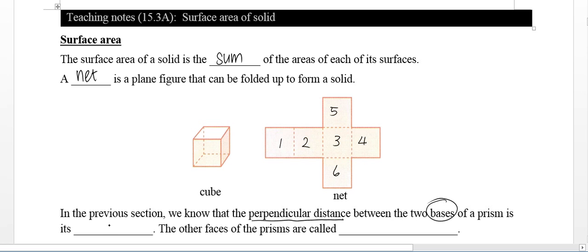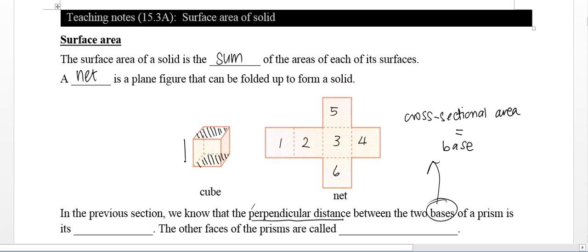Now, before we fill in this blank, I just want to explain these two to you. So, base is actually referring to the cross-sectional area, and cross-sectional area is used interchangeably with the word base. Okay, please take note of that. So if the cross-sectional area of this cube or prism is identified to be these two, then the perpendicular distance refers to this, and it is known as its height.